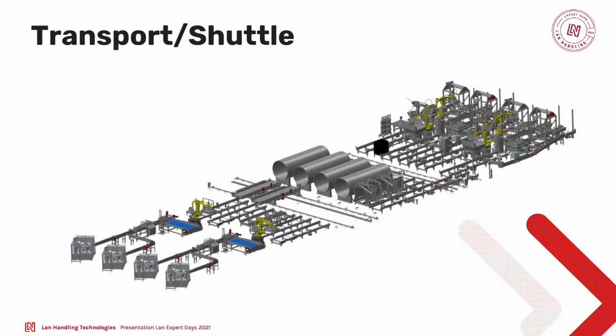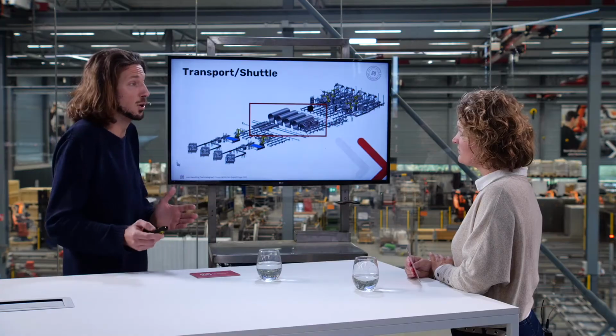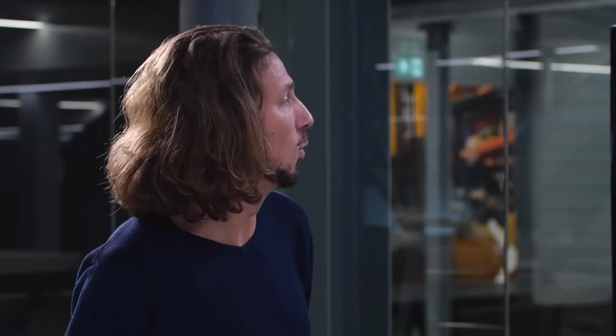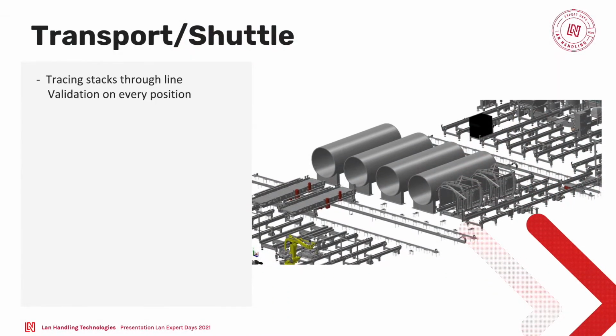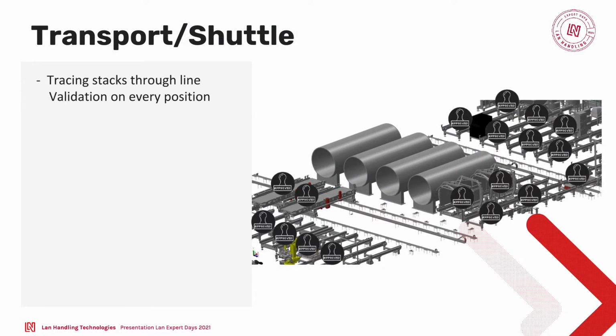It's a big area and an important area as well, because there it's possible that the product would go to the wrong position, and that's of course not a good thing. No, that's not a good thing. So first of all, we check on every position in the line. If the stack has moved from one position to the other, we also check if the data is still matching with that position. And the next thing is the shuttle.